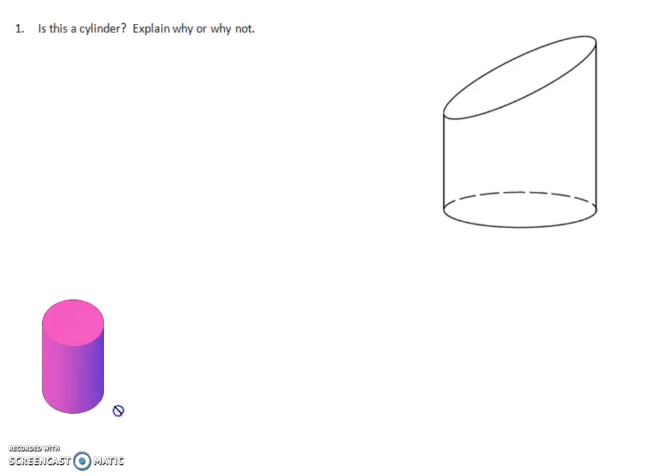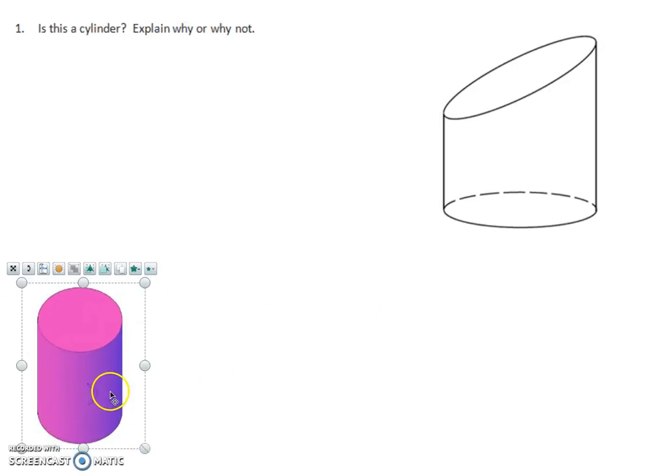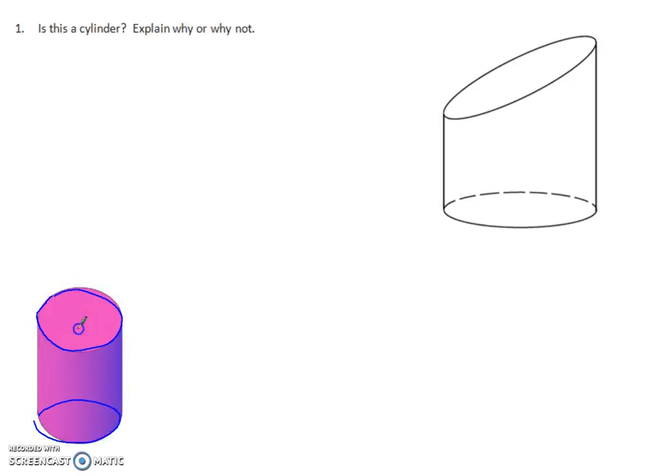A cylinder looks like this. Why is this not a cylinder and this figure right here is a cylinder? A cylinder should have two bases that are opposite and parallel to each other. Here the base is a circle, and there's a circle here too. Since there are two bases and they're parallel to each other, it's called a cylinder.